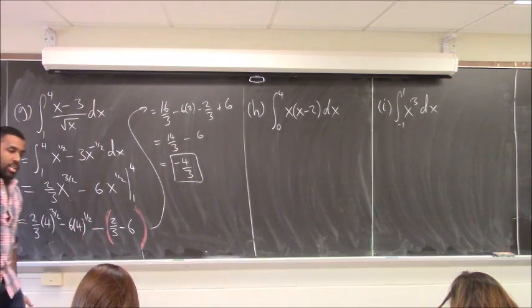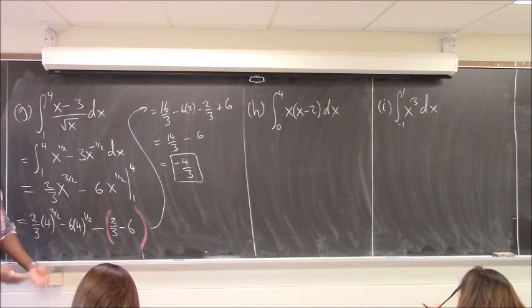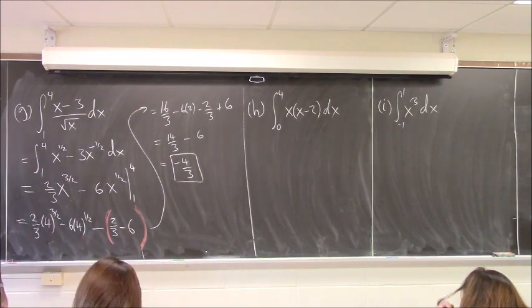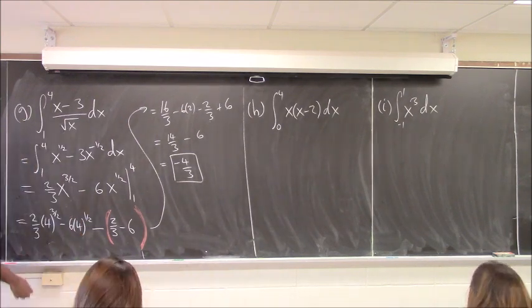What does it mean to have a negative answer? Well, it means on this interval, the part of the function that's underneath the x-axis has a greater area than the part that's above. That's why you have a negative answer here. So you get a negative area, it's a net area under the function.